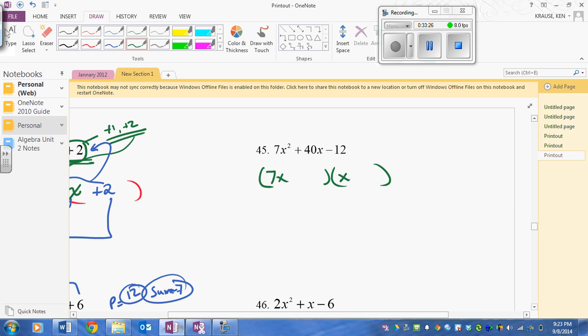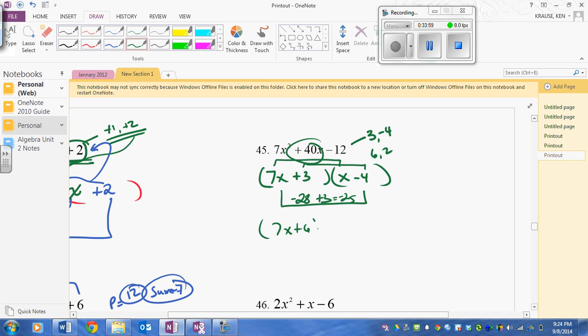7x and x. The easiest way to multiply this would be 3 and negative 4. Let's try that. So positive 3 and negative 4. 3 and negative 12. There's your 7x. This is negative 28, and this is positive 3. That adds up to negative 25. I want negative 40. So, how about 6 and 2? So, 7x plus 6, x minus 2.